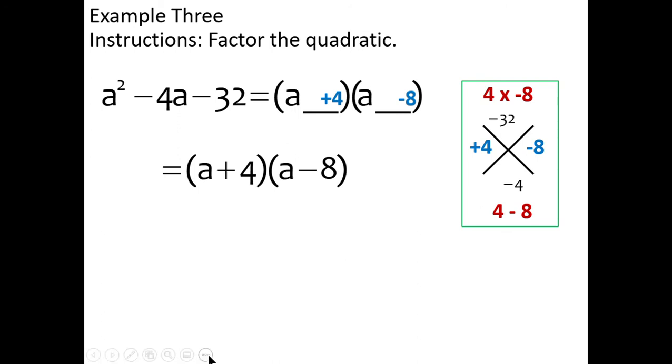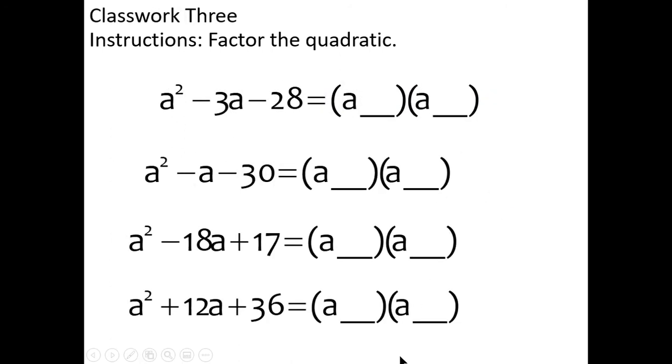Okay, so we're going to do another classwork. Just remember, when you do your puzzle box, the number at the end of the quadratic equation goes on the top, and the number in the middle of the quadratic equation goes on the bottom. Okay, so pause the video, do your first one, and I'll show you my answer. Okay, what I got for the first one was right there. So if you want to pause the video, we'll do the second one.